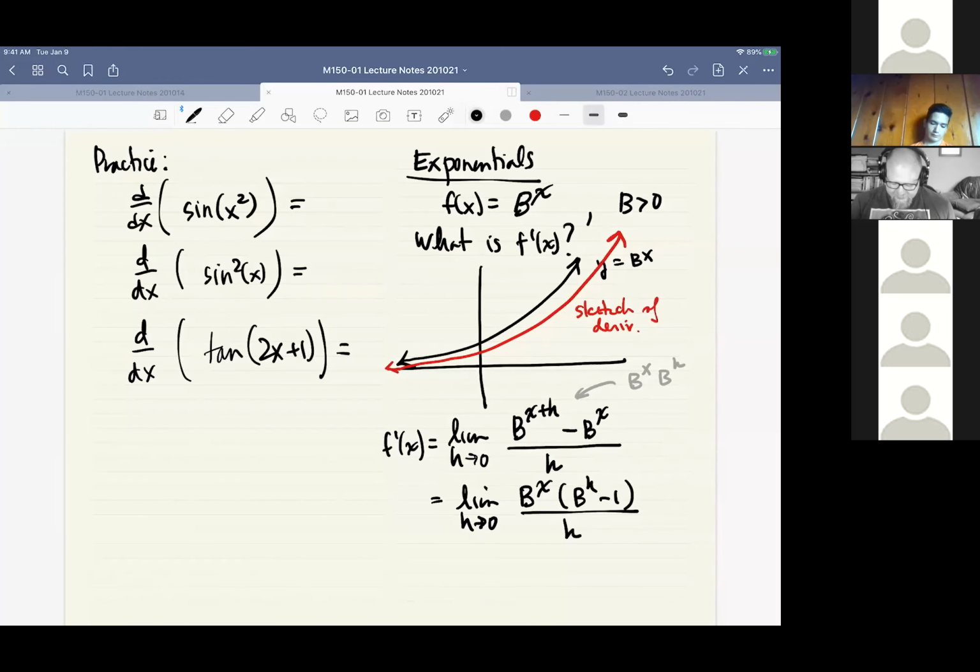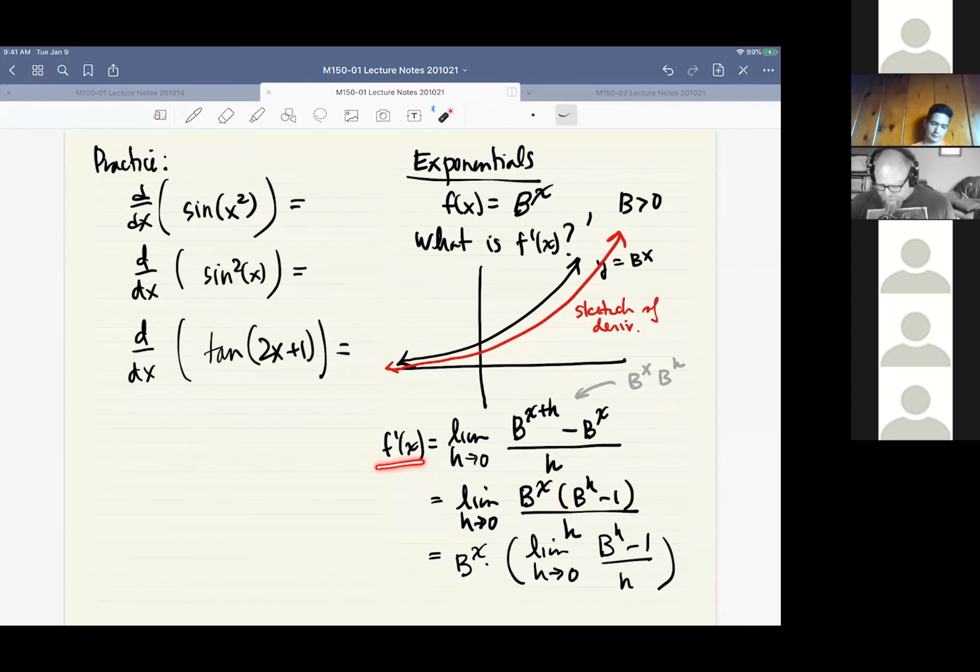And look at this. This thing here doesn't depend upon h at all. So it's constant with respect to h. That means I can use the constant multiple rule for limits and pull it out to the front. And I'm left with this. So the derivative of an exponential, just for emphasis, the derivative of b to the x is b to the x times something. And this is going to be a number.